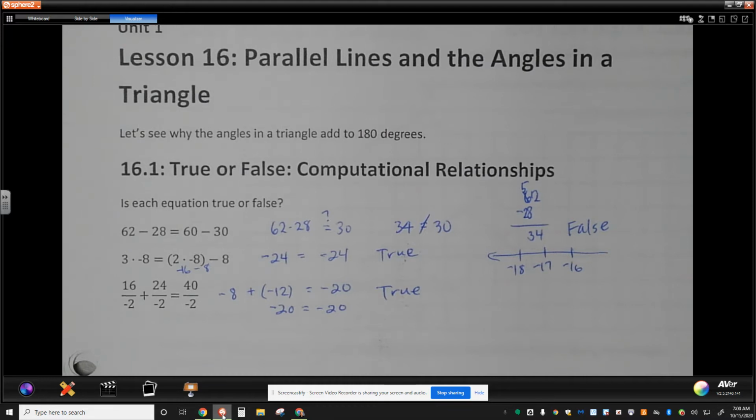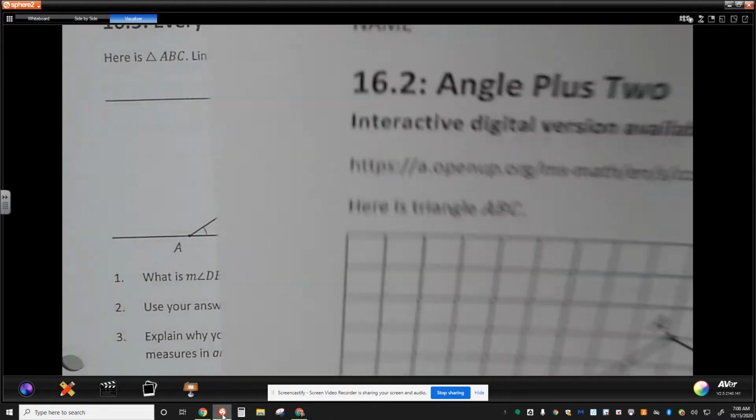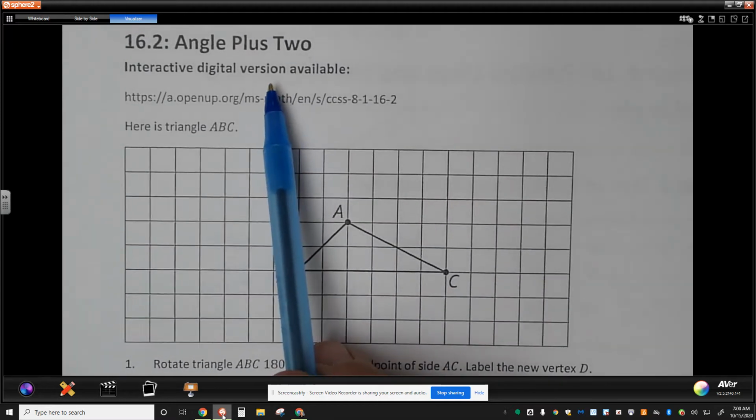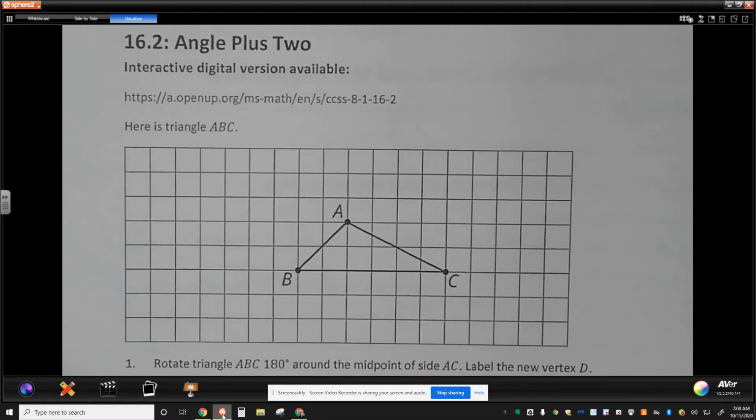All right, as we head on, the digital version of this activity is right here. Today we're going to look at what happens when we apply rigid transformations to prove that the interior angle sum of a triangle is 180 degrees. Tracing paper will be our tool for this activity.